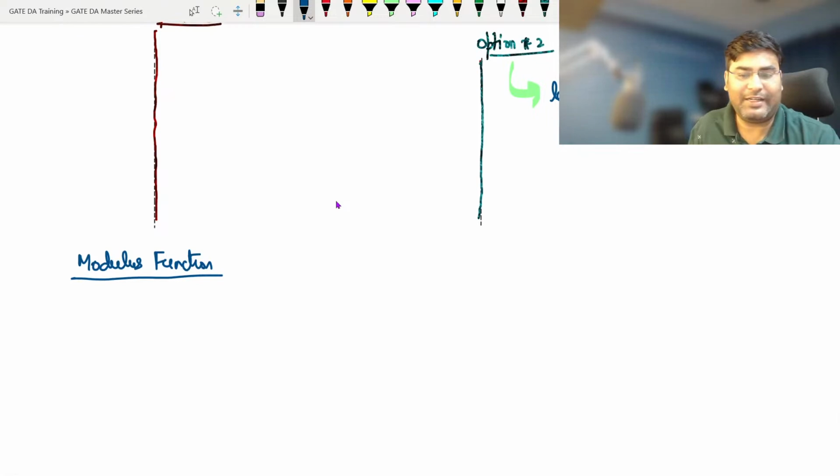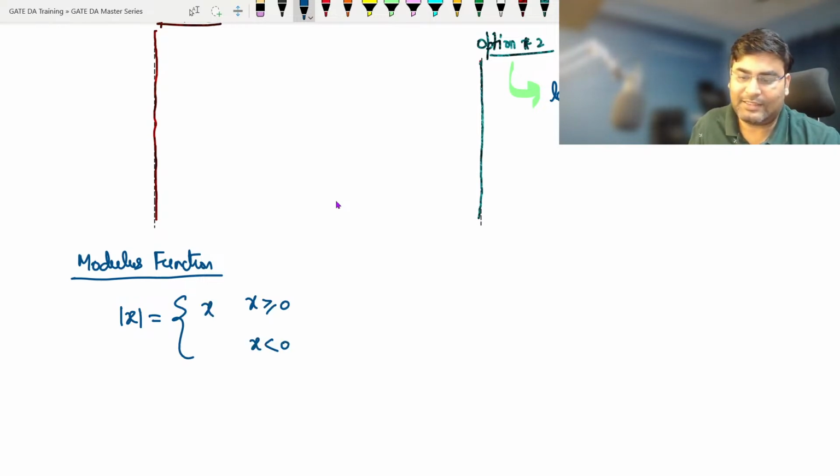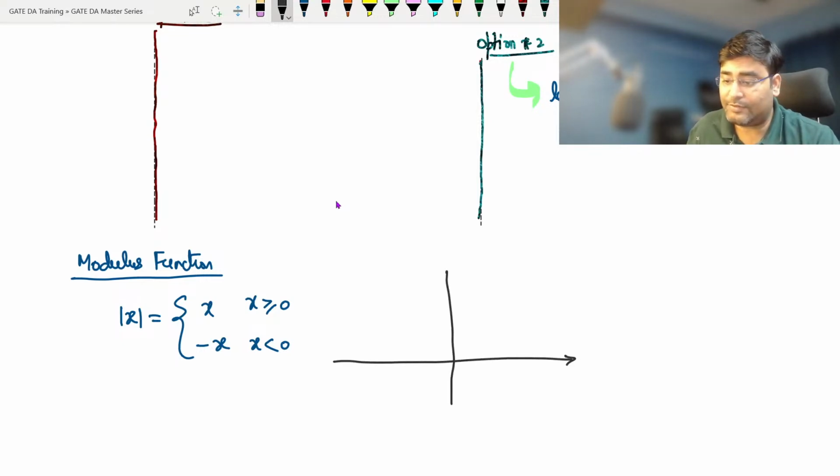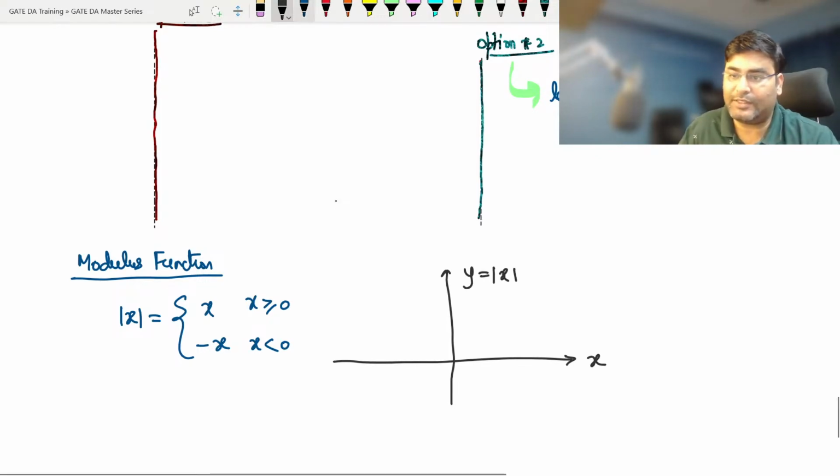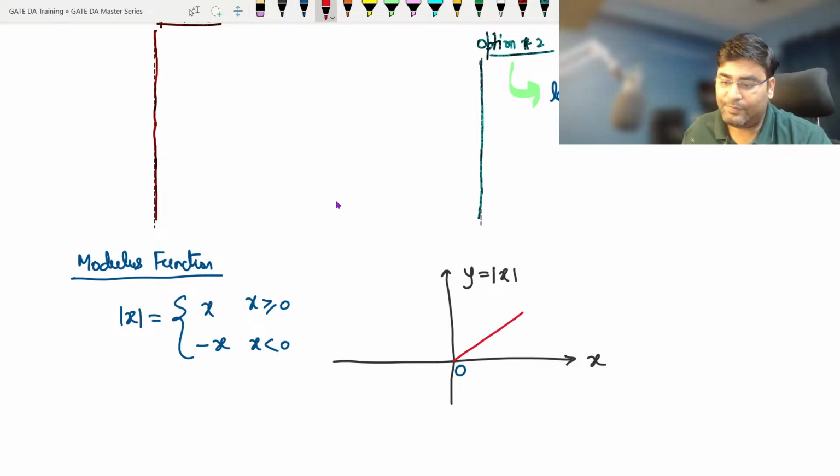So modulus function is defined as what? Mod x is x if x is greater than or equal to 0, and minus x if x is less than 0. Okay, right? Now you tell me what would be the graph of this. If I try to draw the graph of y equal to mod x, you know that when x is positive, on the right hand side, you see a straight line going through the origin like this.